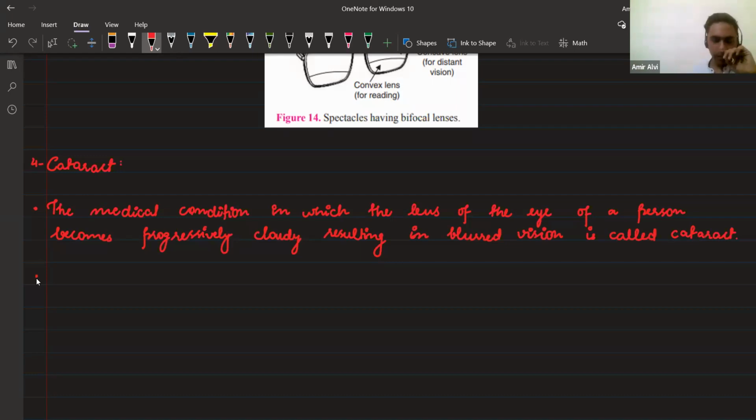Nowadays, laser surgery is the best option to remove cataract. In Hindi, it is called motiabind. Have you heard this name?